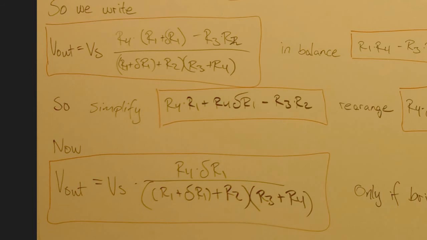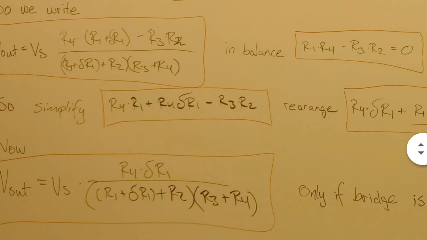So now we write the above equation with this new sensor in it, where the output voltage is equal to the source voltage times the numerator, where R4 is multiplied by the sum of R1 plus the change in R1, minus R3 times R2. And this is divided by the denominator of the sensor resistance plus R2 times R3 plus R4.